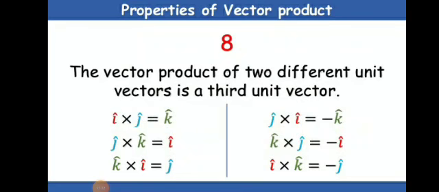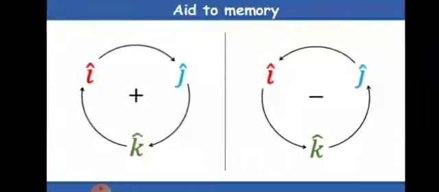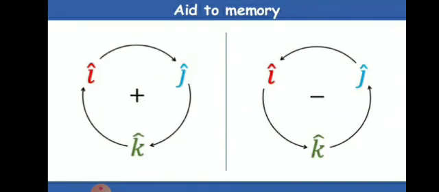j cap cross i cap is equal to minus k cap. k cap cross j cap is equal to minus i cap. i cap cross k cap is equal to minus j cap. So here you can observe, you can remember these things as an aid to memory.